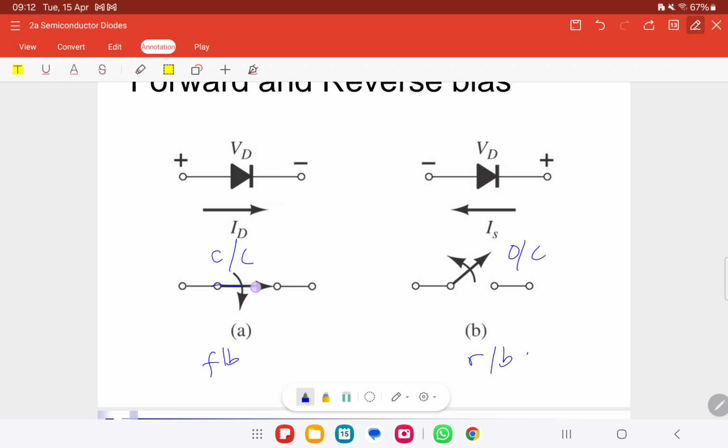So maksudnya dia boleh lalu lah. On. The switch is on. This one, the switch is off. The open circuit. If we have any element kat sini, ada resistor ke apa ke, since this one dia dah open, so I is 0, cannot flow. Okay.